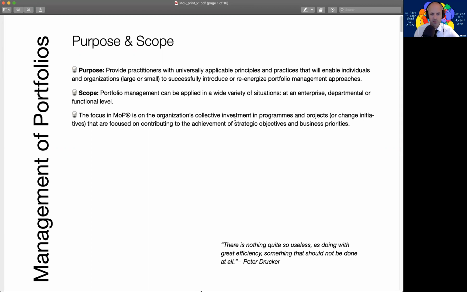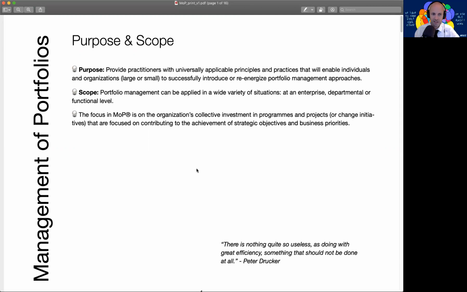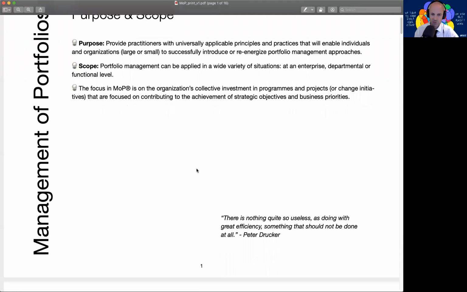MoP is about doing the right things at the right time. So we're talking about effective and efficient. Effective is about creating the effect that we want, and efficient is about doing it the right way. So the right things the right way. That's basically the idea of MoP. And the main term behind management of portfolios is strategic objectives. PRINCE2 and projects can be about products, and program management can be about benefits, but for management of portfolios, the key word here is strategic objectives.